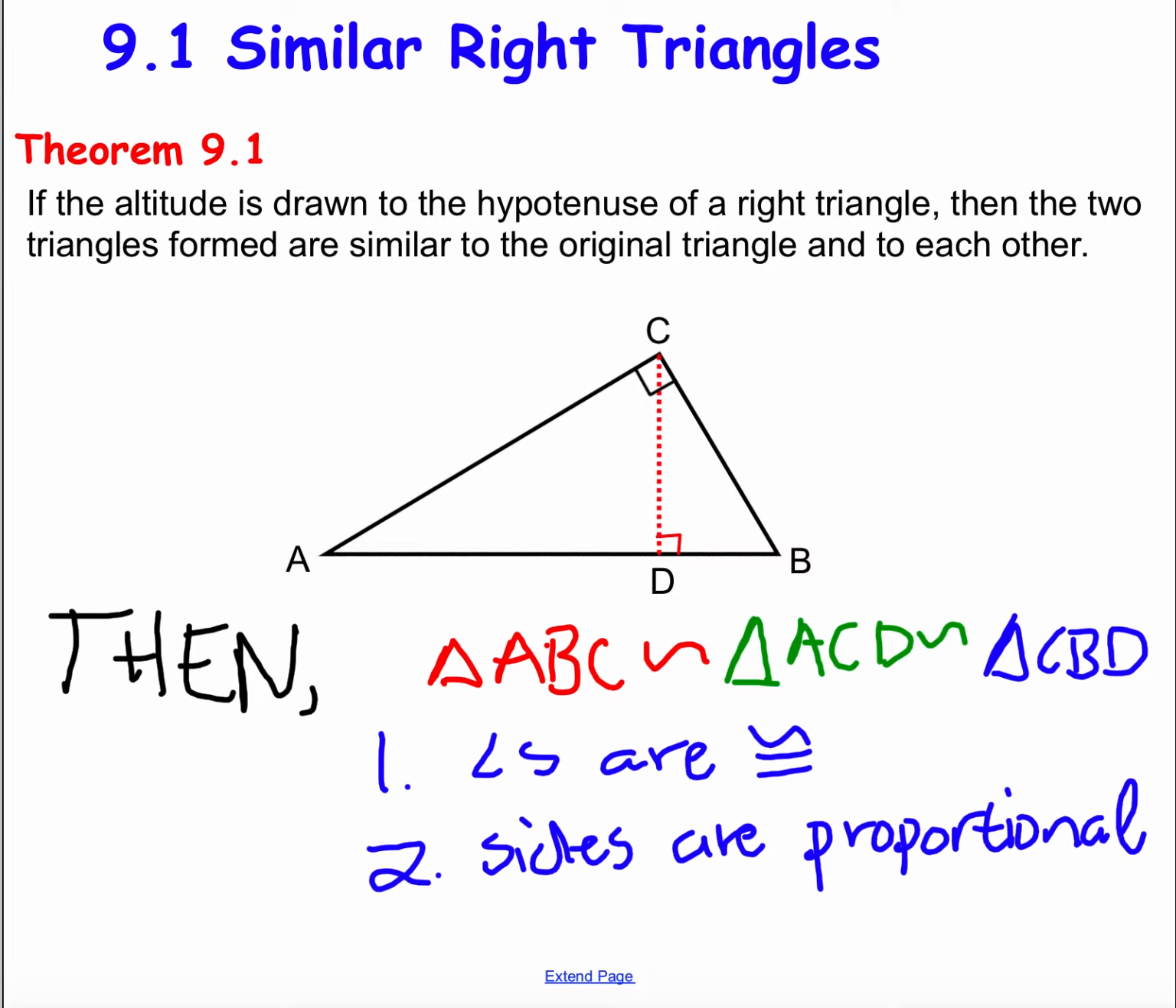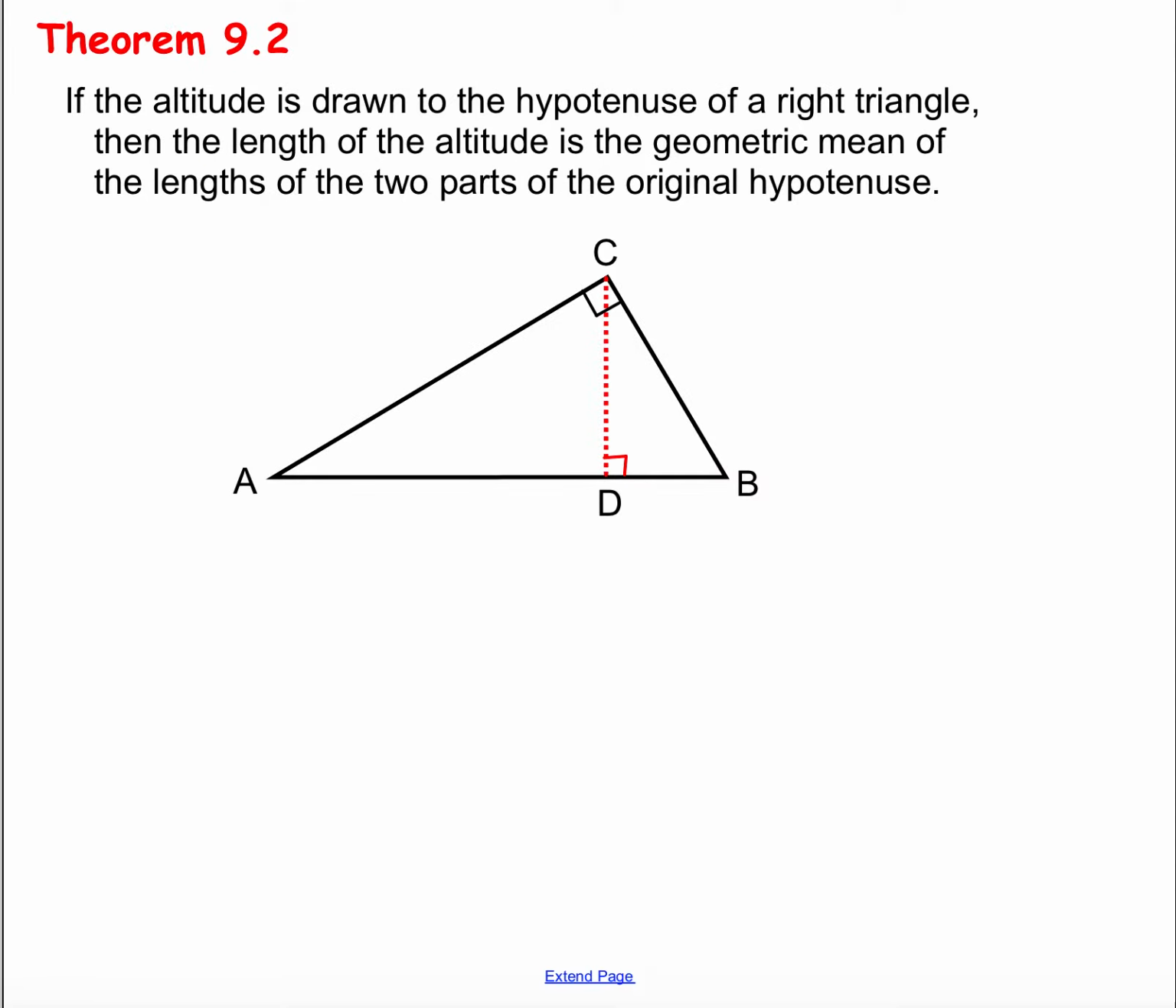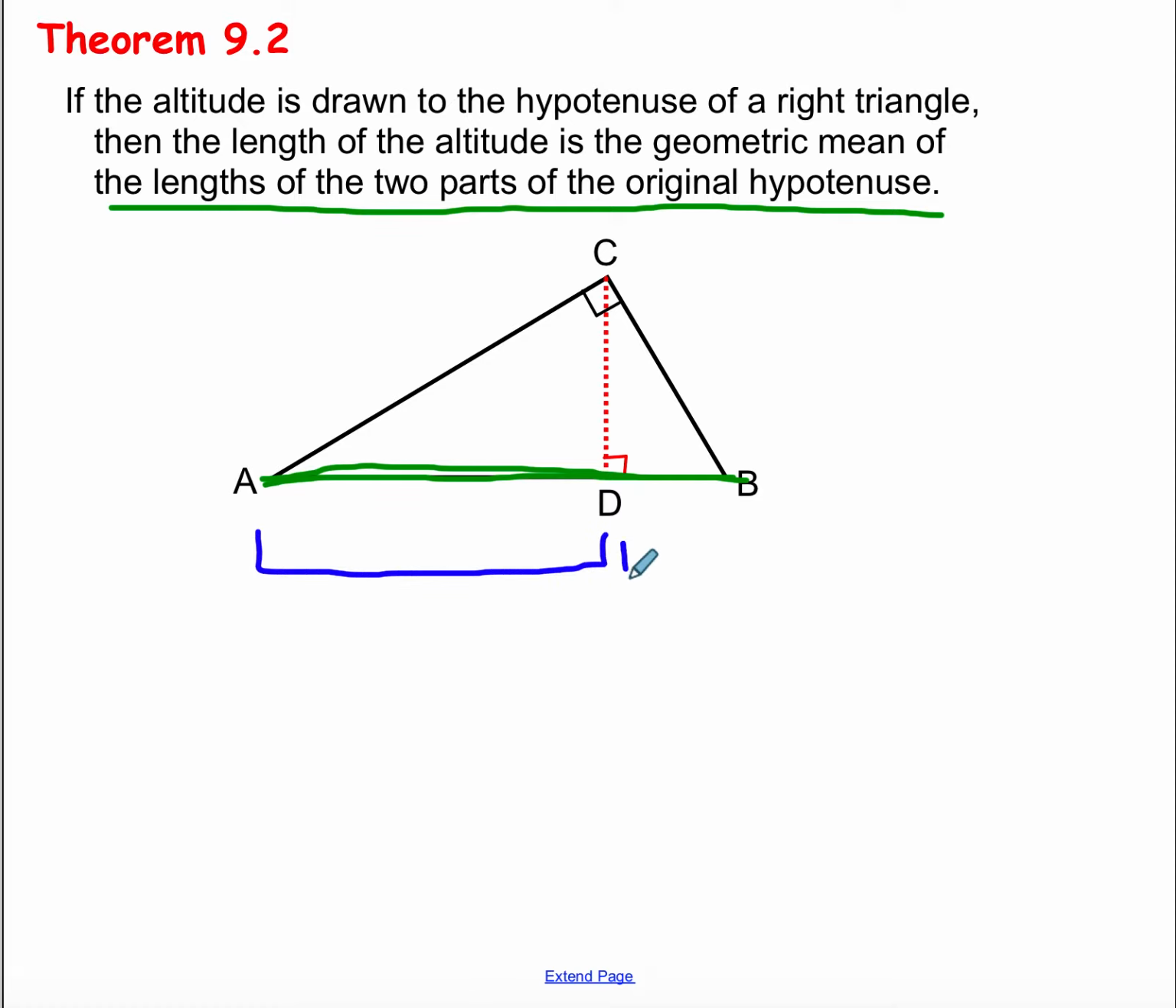But that's not all we can know. There's more. Theorem 9.2 says this: if the altitude is drawn to the hypotenuse of a right triangle, so the exact same scenario we had in the last theorem, then the length of the altitude is the geometric mean of the lengths of the two parts of the original hypotenuse. Here is what this is saying: this length CD, that's the altitude, is the geometric mean of the lengths of the two parts of the original hypotenuse. You see how AB is the original hypotenuse, so the two parts that this altitude forms are AD and DB.